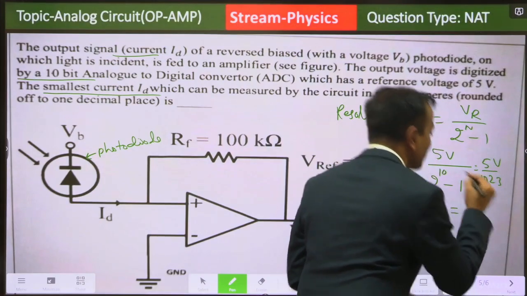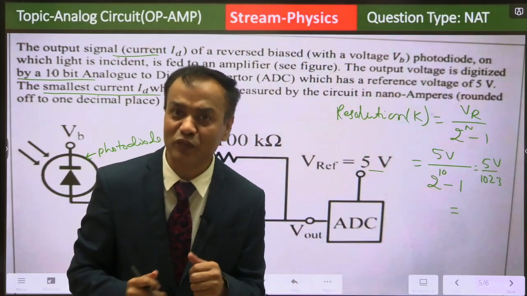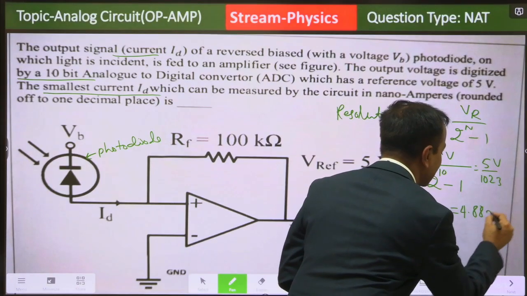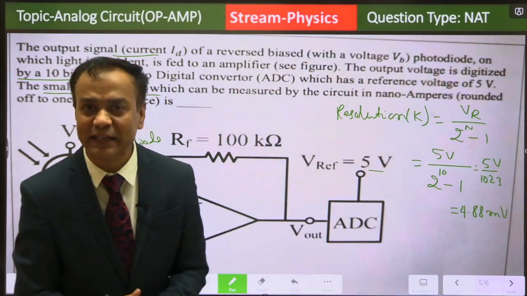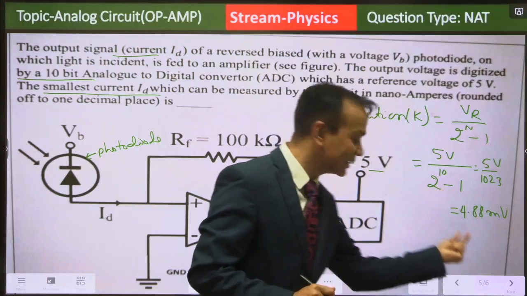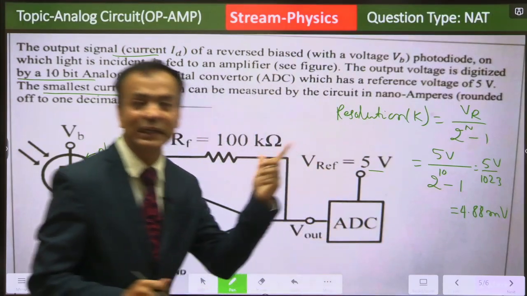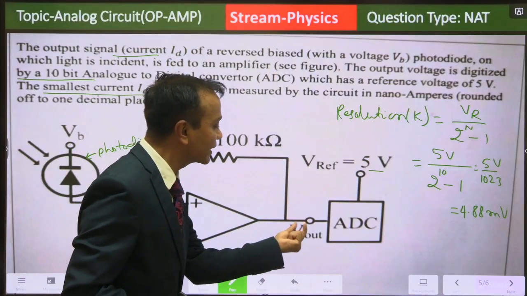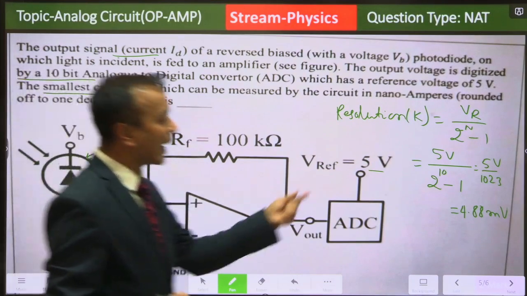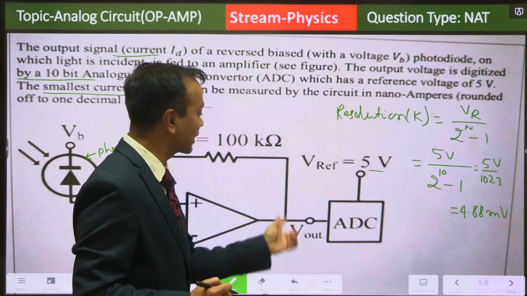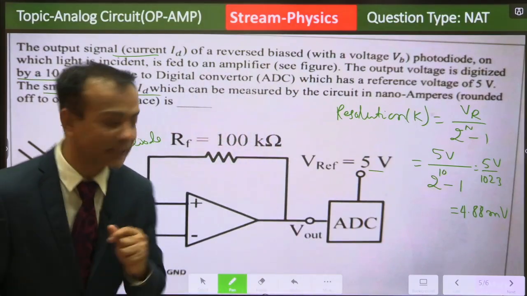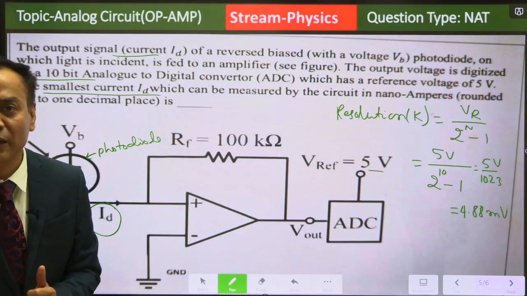If we calculate this, the value will be very small. We can represent this as 4.88 millivolts. So this is the smallest voltage that can be converted by this ADC. As long as the voltage is smaller, the corresponding current will also be smaller. So at this resolution voltage, which is converted into digital by this ADC, if we can find the corresponding current from this circuit, that is the minimum current.